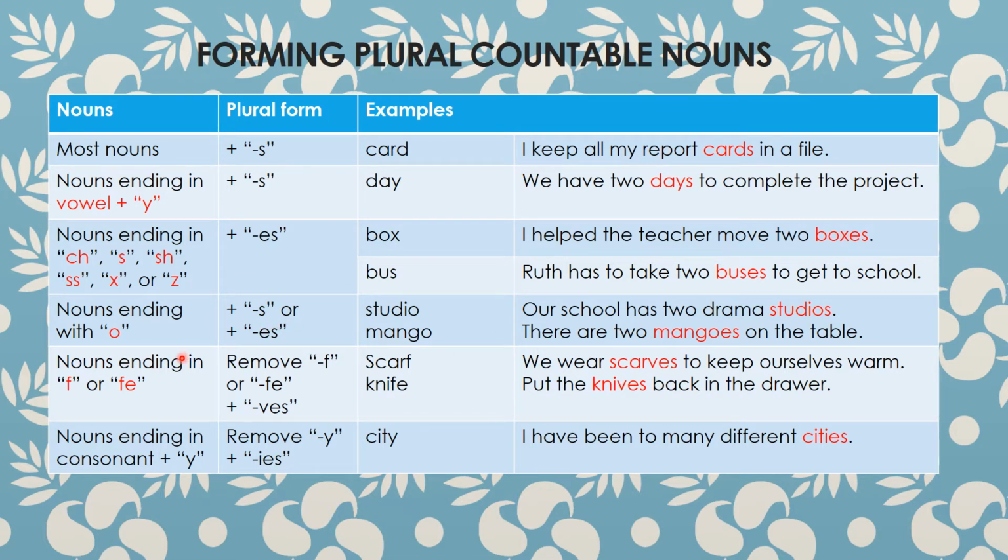For nouns ending in f or fe, to form the plural form, we have to remove f or fe and add ves. For example, the word scarf, we remove the f and add ves. For the word knife, we remove the fe and add ves to form the plural noun.